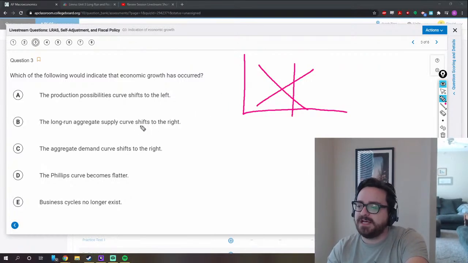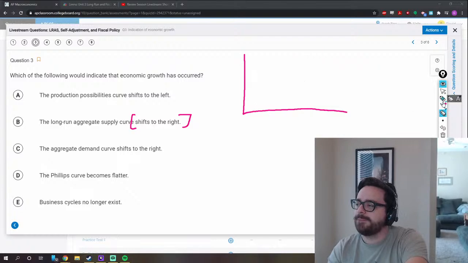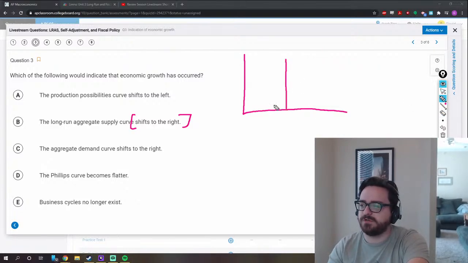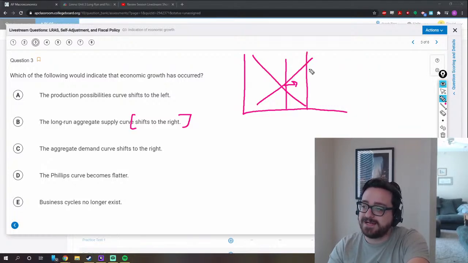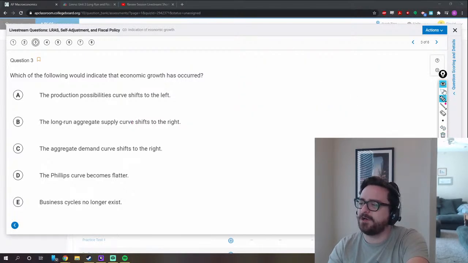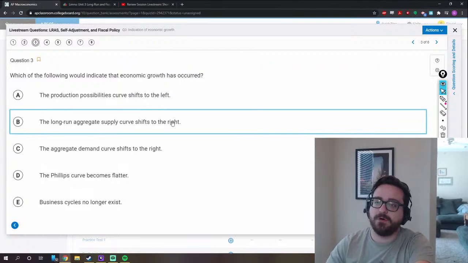So when it's saying that the LRAS is shifting to the right, what they mean is my anchor is shifting to the right. That's why you don't usually draw it, because it gets really confusing if you start to draw it. I'm moving that LRAS to the right, which means in the long run, since the economy is self-correcting, everything else will catch up to it. Since that anchor point is higher, my economic growth will improve.